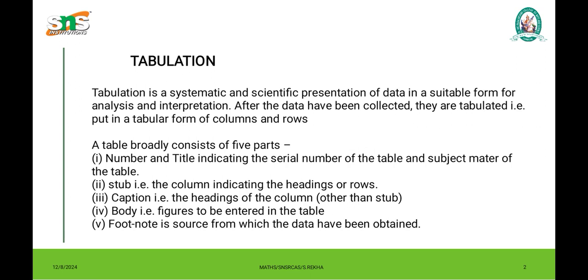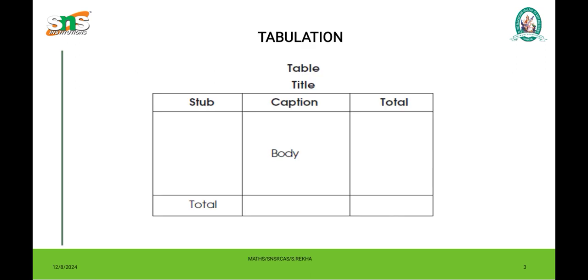Next is the row heading, and next is the heading of the column, and you should have a subject. Next is the body, the data to be entered in the table. And the footnote is the source from which the data has been obtained. So this is how the collected data can be tabulated, and this is the form of a tabulation.